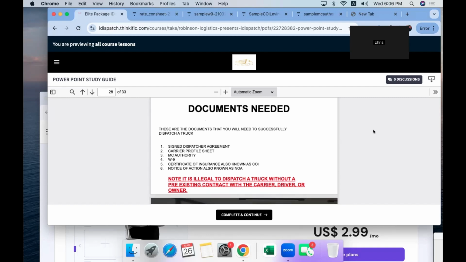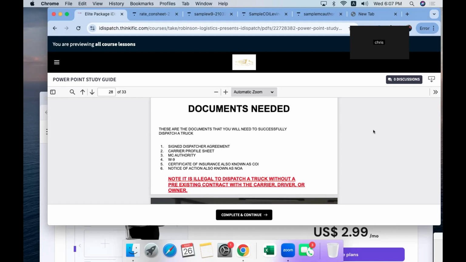You're also going to need that W-9. You're going to get that from the carrier. You're going to get the W-9 from the carrier. You're also going to need the certificate of insurance, also known as a COI. We're going to go into certificate of insurance tonight as well.